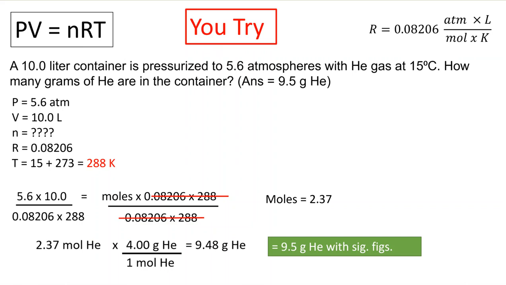And then we convert the moles of helium to grams of helium. We calculate 9.48 grams of helium, which rounds to 9.5 grams of helium.